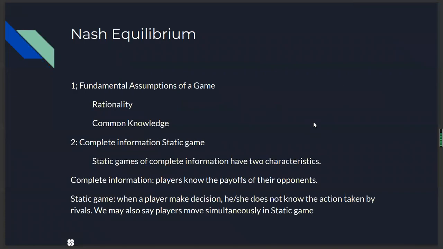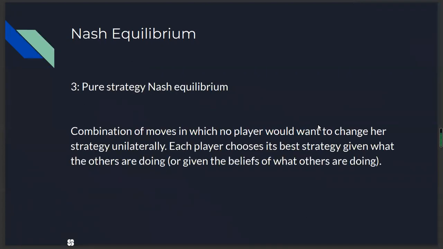Today, I would like to talk about the Nash equilibrium. There are three types of Nash equilibrium. I would like to talk about number three first, and then number one and number two. Now, number three, the pure strategy Nash equilibrium.